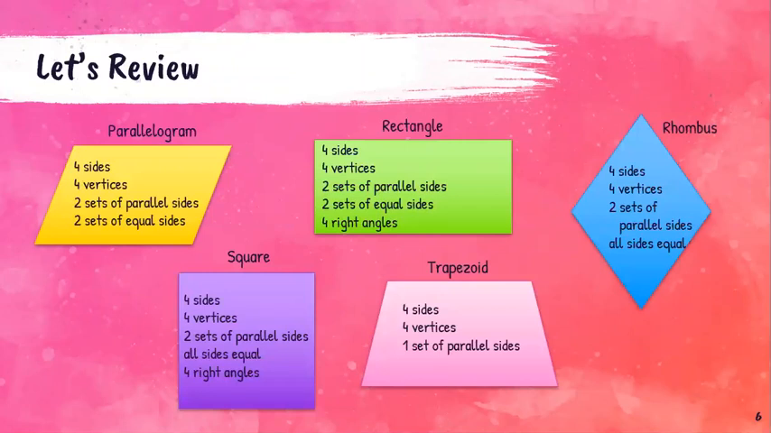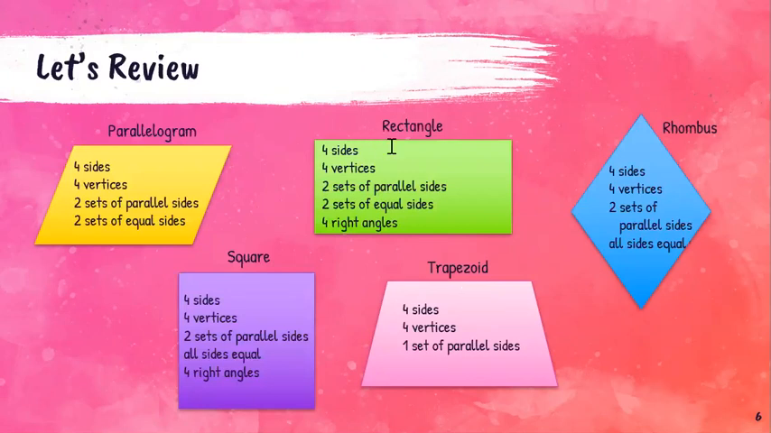And just to remind you, when it says one set of parallel sides or two sets of parallel sides, make sure you're paying attention to the difference between two sets of sides versus two sides, right? So a trapezoid has one set of parallel sides. So this line is parallel to this line. This side and this side are parallel. So it's two lines, but it makes up one set.